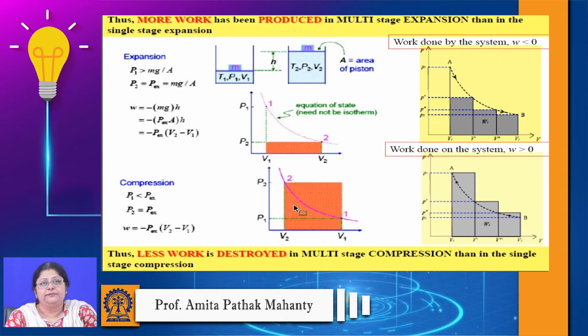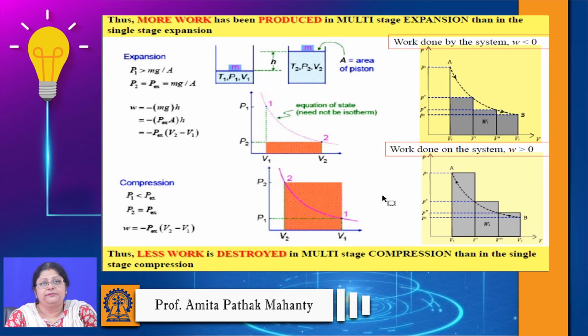So you see the amount of destructive work is actually decreasing when we are increasing the number of steps, and the amount of work which is extracted from the machine, that is work done by the system, is gradually increasing. So more work is produced in multiple step expansion than in single step expansion. Okay. And less work is destroyed in multiple step compression compared to single step compression. Means irreversible work. When I'm increasing the number of steps, I can visualize that happening. This is the area.